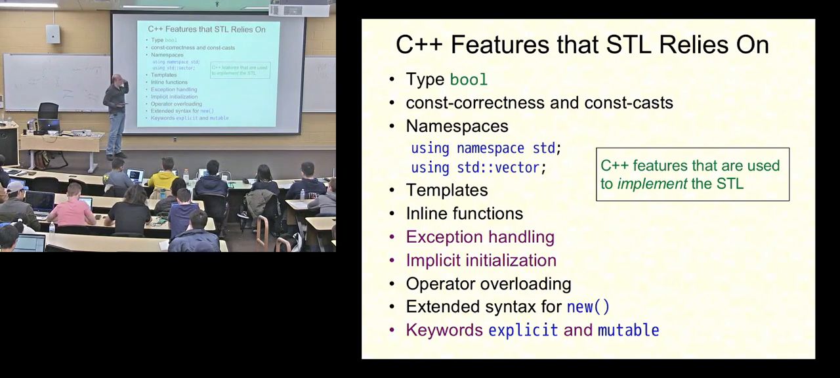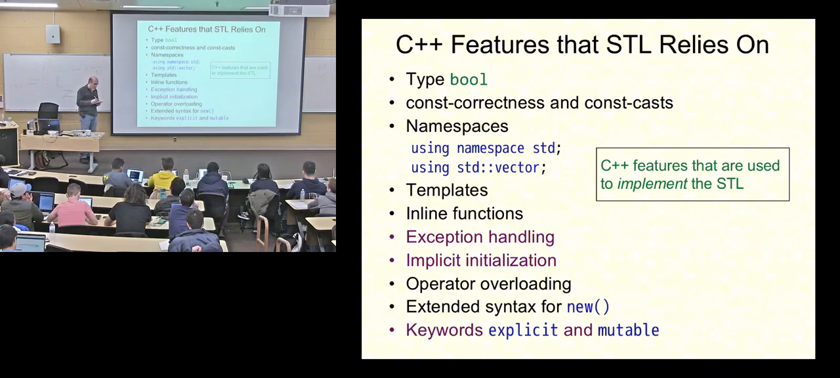Namespaces. In the STL, most things are in namespace std. There are a few other namespaces with limited use, but most things are in namespace std. If you want to, you can say using namespace std, which means take everything in std that I've included and pull it into my namespace. It can be slightly dangerous at times.